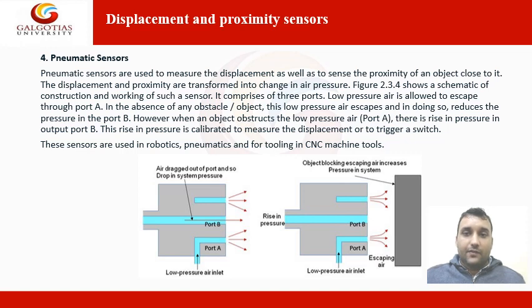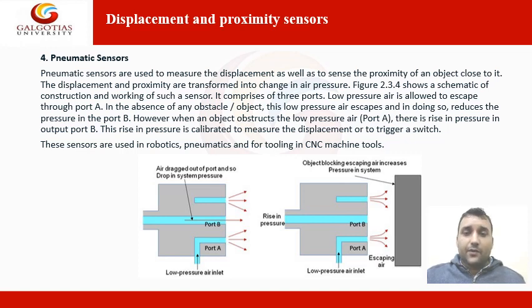It comprises 3 ports. This is port A, port B, and this is the third port. The air is drawn out of the port, so there is a drop in the system pressure. Low pressure air is allowed to escape through port A. In the absence of any obstructing object, the low pressure air escapes, and in doing so reduces the pressure in port B.